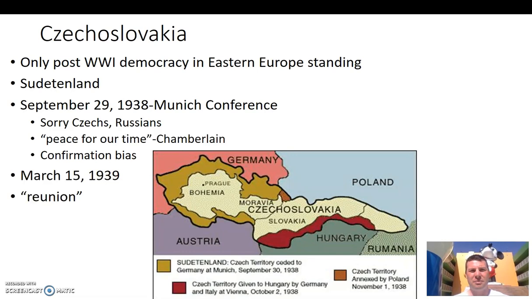And for Hitler, this is confirmation bias. This is showing him that even in an act of aggression, the other European nations are not going to step in. They're not going to stop him. March 15th, 1939, he marches into Czechoslovakia, taking over. At this point, Czechoslovakia is effectively neutered, really does not have any power, and they know that they're not going to get backing from the rest of these Western European nations. And that's kind of that.